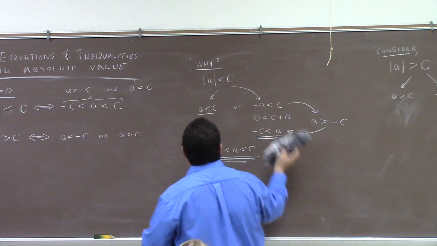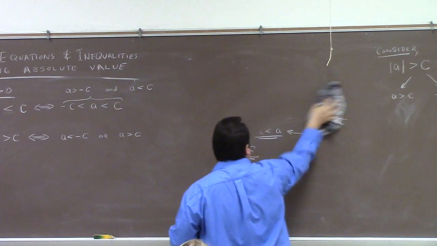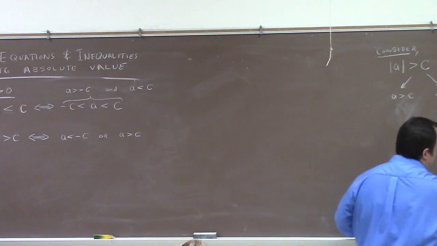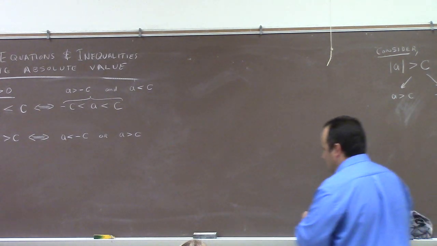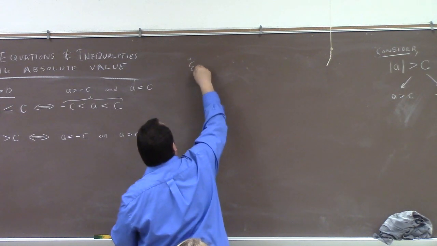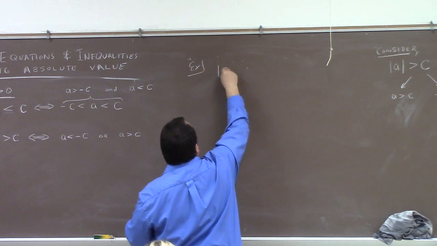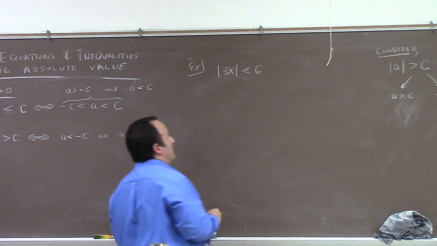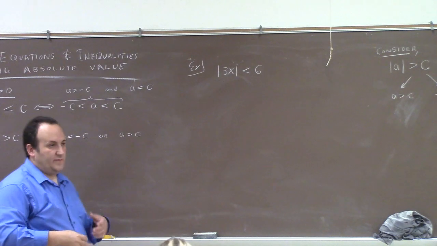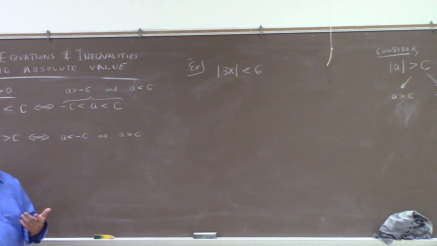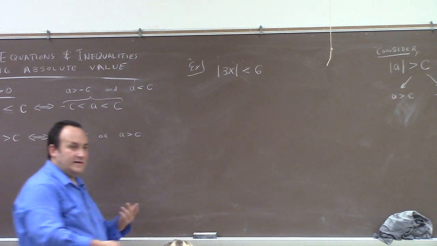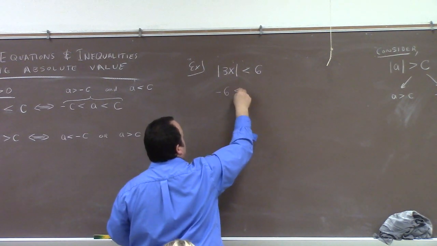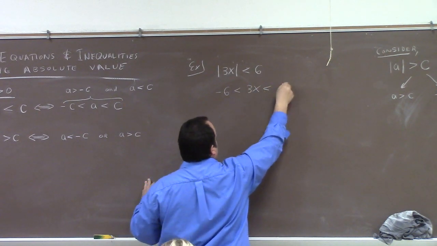All right. Let me work a typical homework problem for you here. I'll start with the absolute value of 3x less than 6. To solve it, I trade it for the corresponding inequality just involving 3x. I've got minus 6 less than 3x less than 6.